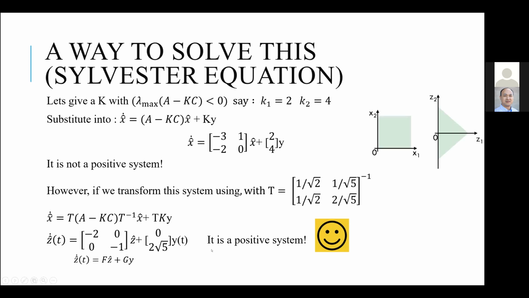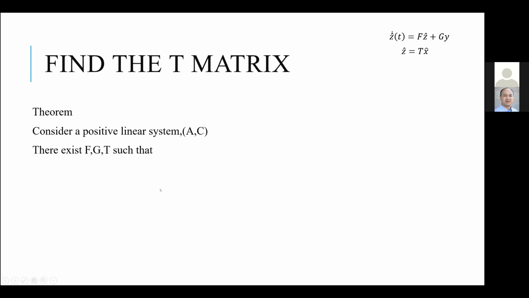Okay. So you can just think about that. If you have a system like this, you can always have a transformation matrix which transfers z to x, and then you can have everything on the positive side. That's a common idea. How to find the matrix? There's always a theorem.